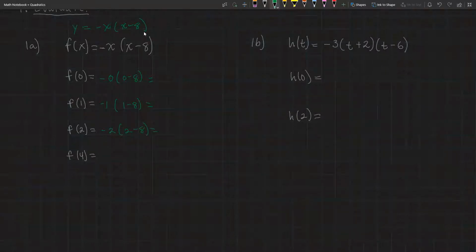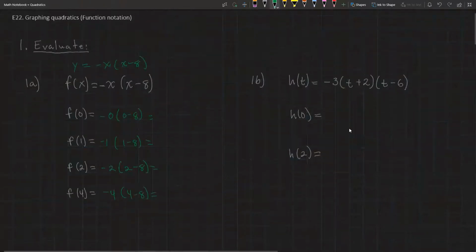I already know this or have some familiarity, so I'm just going to move faster. And this one is negative 4 times 4 minus 8. I already did the slowest part of the video that I could. So this would turn into 0 times whatever this is, it's still going to be a 0, so it doesn't matter. This one is going to be 1 minus 8 is negative 7 times negative 1 is 7. And then 2 minus 8 is negative 6 times negative 2 is 12. And then 4 minus 8 is negative 4 times 4 is 16.